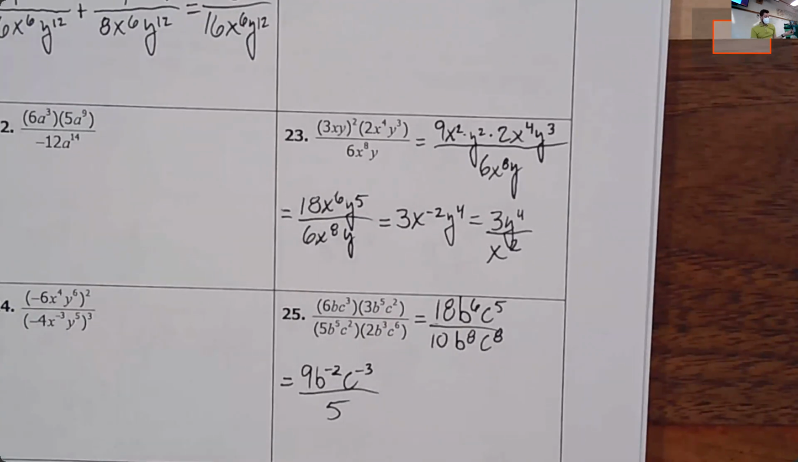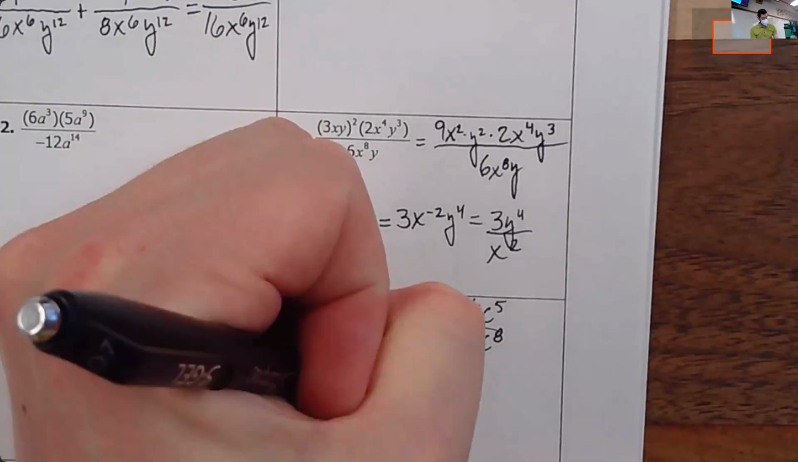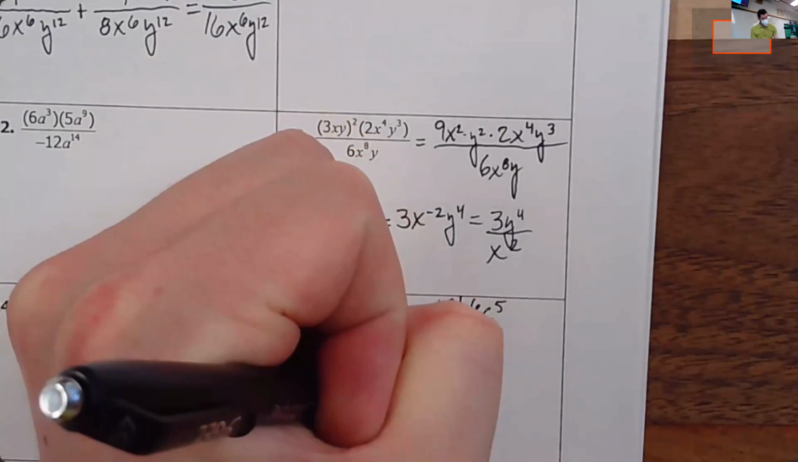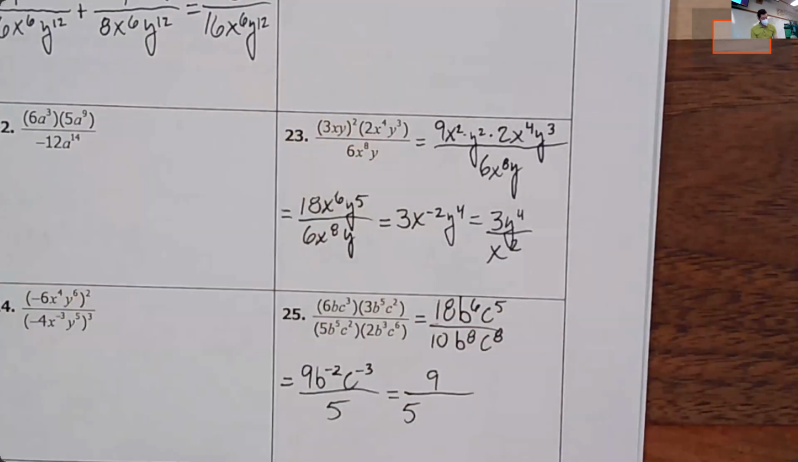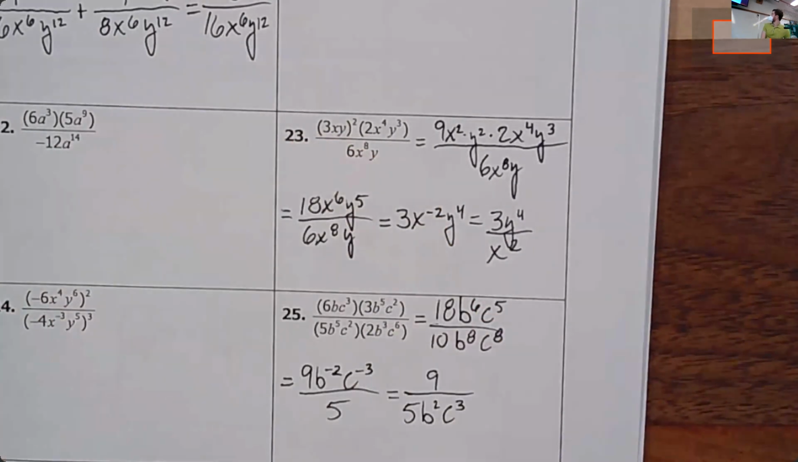And so the last thing that has to happen here is take our two variables and move them both to the denominator to get those exponents positive. So we're just going to be left with 9 on the numerator over 5 is still down here, and then b squared c to the third. So 9 over 5b squared c to the third is what we end up with on number 25.